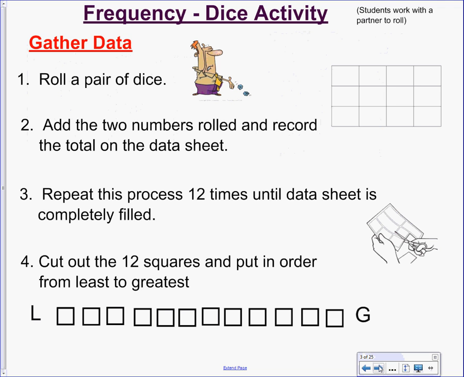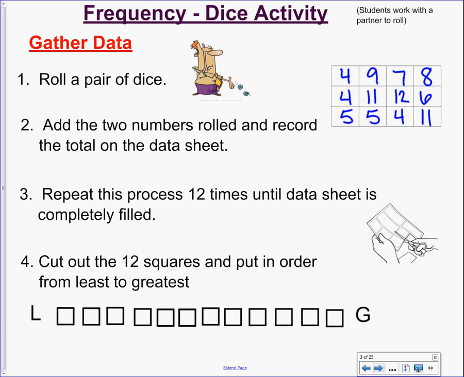And then we did a dice activity where they rolled a pair of dice 12 times with a partner and added the two together to get some data. So, for example, I think I rolled a 4, a 9, a 7, an 8, a 4 again, an 11, a 12, a 6, a 5, a 5, another 4, and another 11. So those were my numbers.